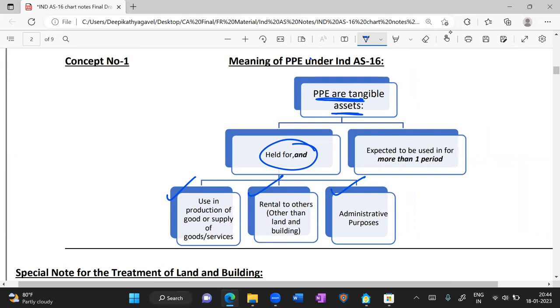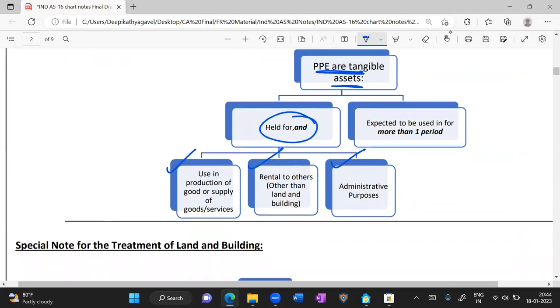Let me give you a very simple example. Let's say you have a manufacturing unit for manufacturing electronic products. That unit will have a lot of plant and machineries involved, because for manufacturing electronic devices, obviously you will need a lot of machineries. Those machineries are tangible assets that are helping you in the production of goods. So does that satisfy the condition of Ind AS 16? Yes, it does.